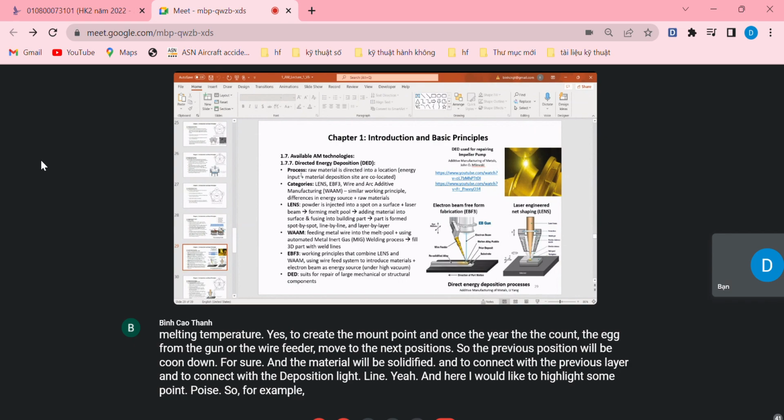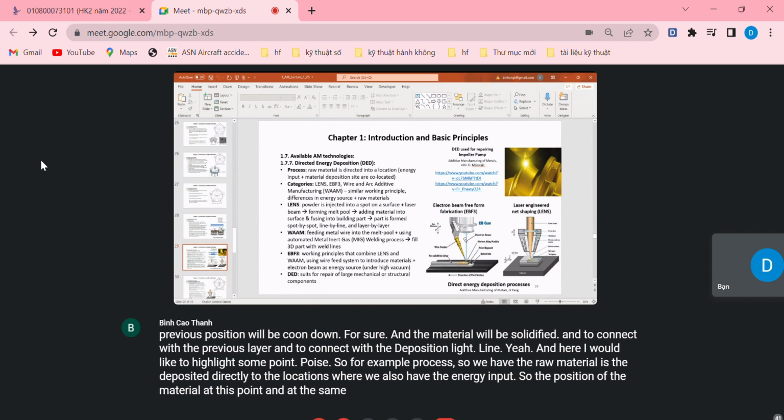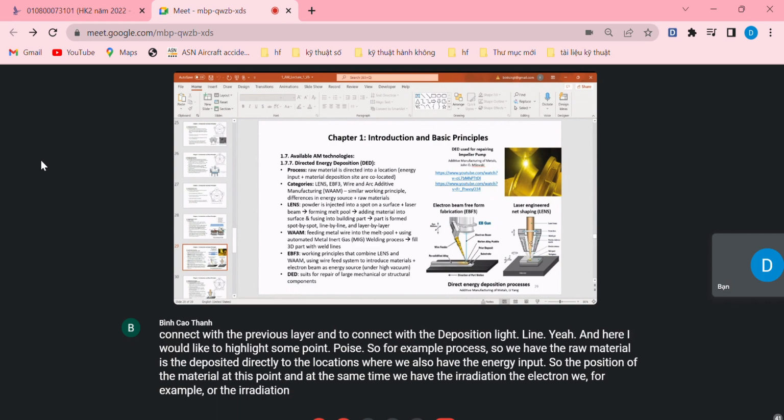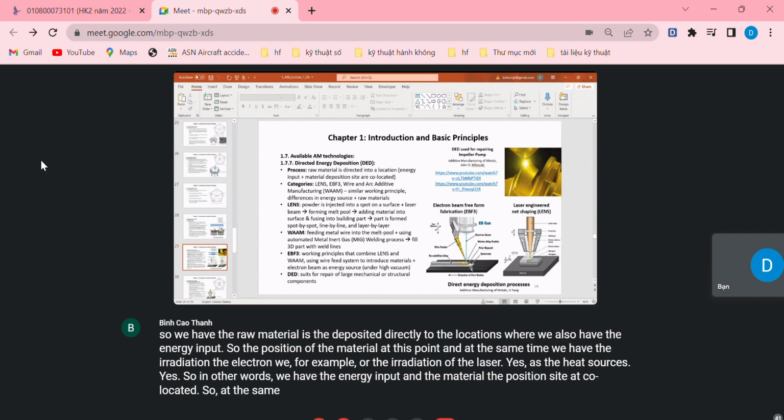And here I would like to highlight some points. For example, in this process, the raw material is deposited directly to the locations where we also have the energy input. So the deposition of material at this point, and at the same time we have the irradiation of electron beam, for example, or the irradiation of the laser, as the heat sources. In other words, the energy input and the material deposition site are co-located, at the same position.